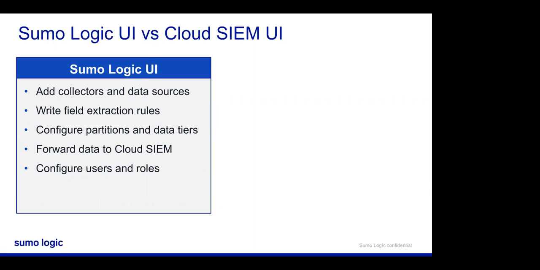Now, writing field extraction rules, configuring partitions and stuff like that, we teach that in our normal administration class. We don't typically teach it here. It's not something that a lot of Cloud SIEM administrators probably want or need to do. As far as forwarding data to the Cloud SIEM, oh yeah, that's something we're going to talk about here. It's something I expect you to be able to do. We'll show you how to do that. We'll also show you how to add data sources here. We already have a collector ready for us to use so that we can do this. And then as far as configuring your users and roles, I showed you where we can configure those users and roles. All of this is in the Sumo Logic user interface.